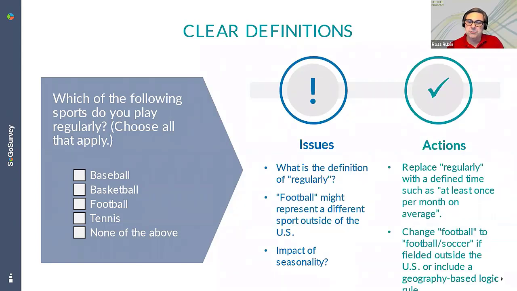One of the ways might be to replace regularly with a clearer time definition, at least once per month, at least twice per week, to give people less ambiguity in terms of the time frame that they're thinking about. We could change football to soccer, or if it's outside the US, we could include American style football, or we could even get really fancy and put in a filter on the question so that if the respondent has indicated they're in the United States, we use the terms football and soccer. And if they are outside the United States, we use American football and football.